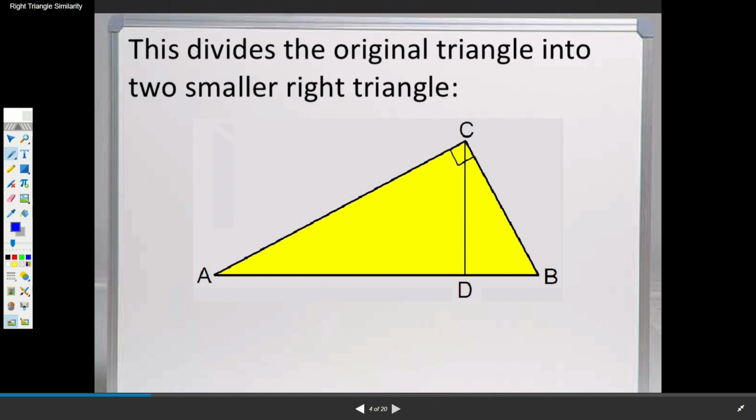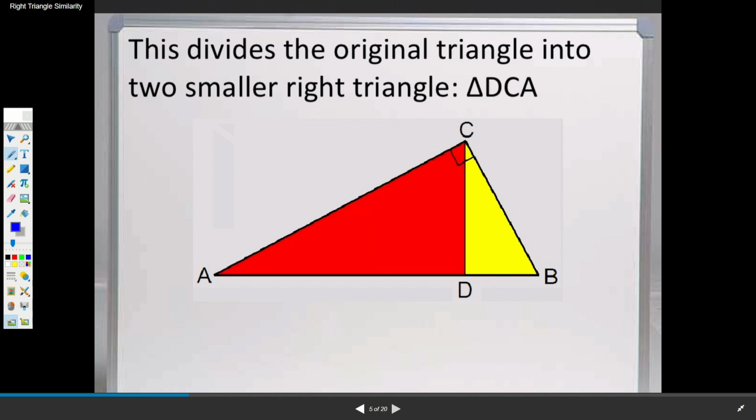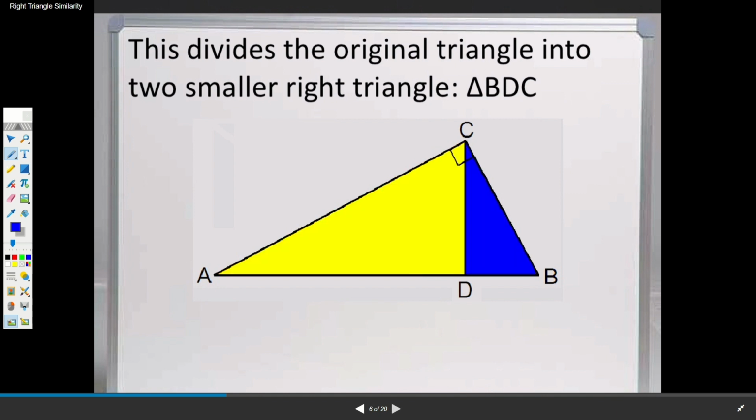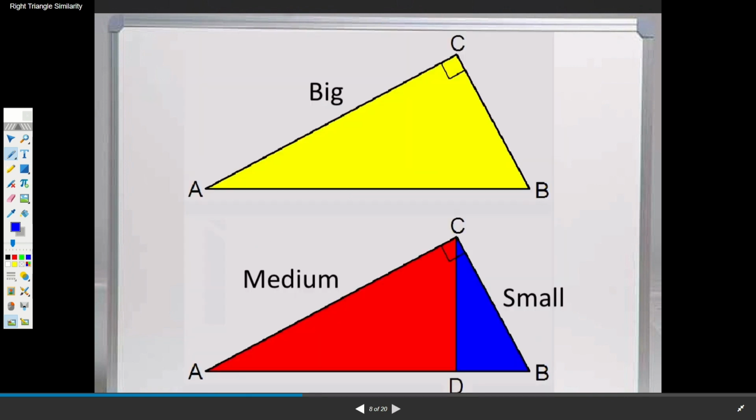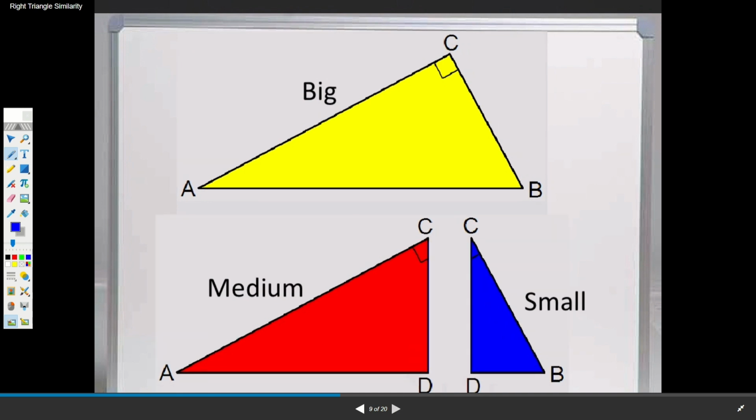So notice, drawing this altitude divides the original triangle into two smaller right triangles. The first triangle is triangle BCA, and the second triangle, which is in color blue, is triangle BDC. Therefore, there are three triangles in the figure below. So if we get a wider view, we have the first triangle, which is triangle ACB, and then we draw the altitude. We now have the small triangle and the medium triangle.